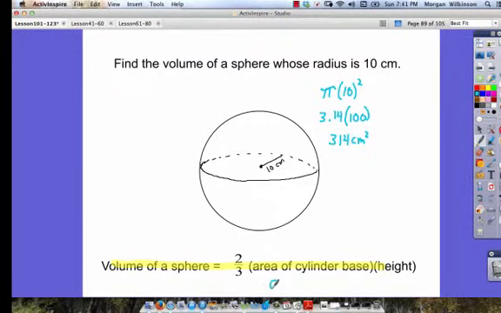So that's our area of cylinder base, 314 square centimeters. Our height is 10, so we'll multiply those together. 314 square centimeters times 10 centimeters. Well, that must be 3,140 cubic centimeters. So we're going to get 3,140 cubic centimeters, and we're going to multiply it times 2/3.